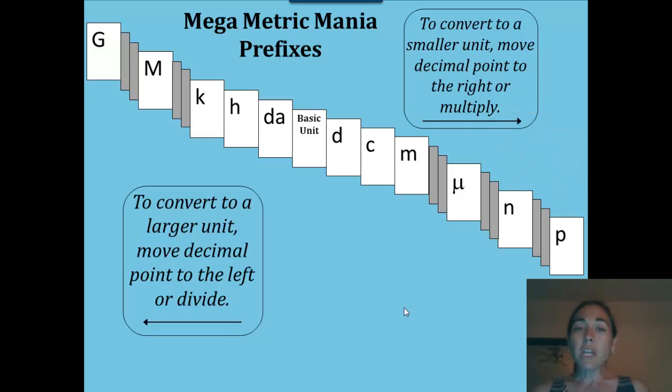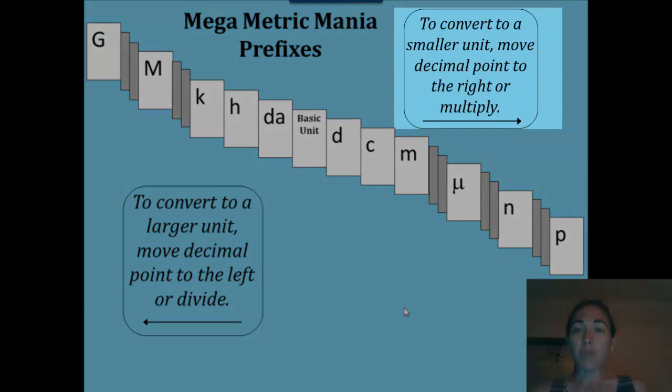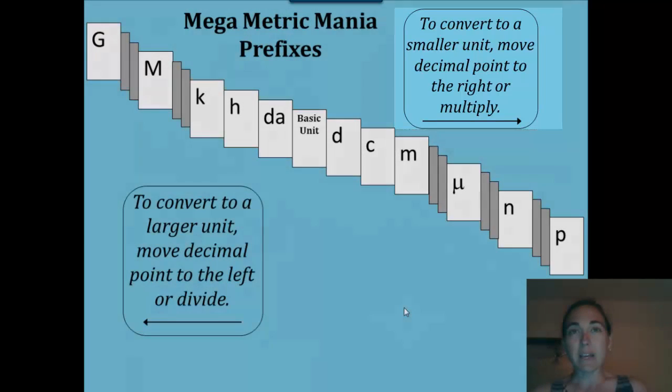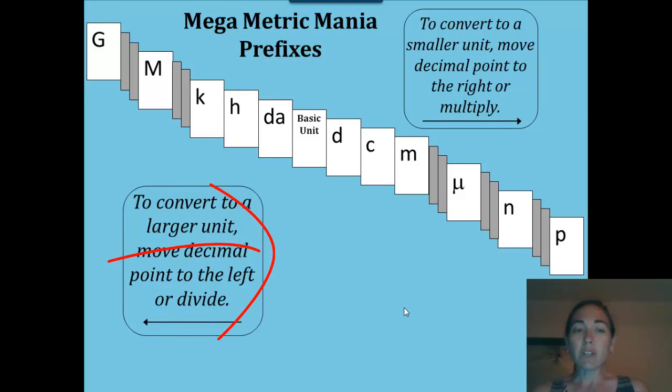When you're working up and down the ladder, these two hint boxes are given to you. On the top it says if you're converting to a smaller unit, you're going to move your decimal point to the right or multiply your number. If you're converting to a larger unit and you're going left on the ladder, you're going to move your decimal point to the left or divide the number. Now the way you use the ladder is every box that you slide down or count up is a factor of 10.